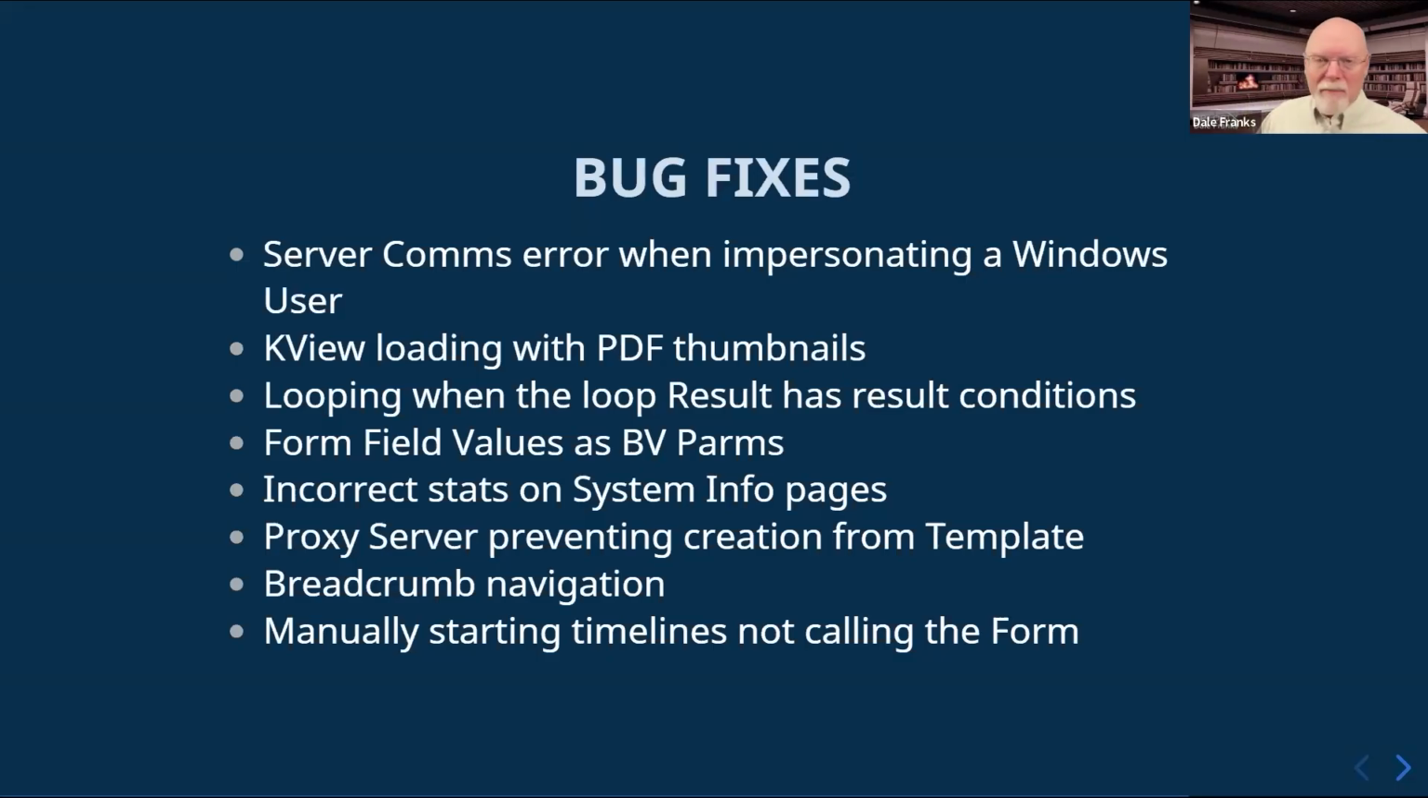So your process timeline would loop normally unless the result that you were using to evaluate for the loop also had its own conditions. So there was a change in prioritization there. We need to loop whether the looping result has conditions or not. So we fixed that.